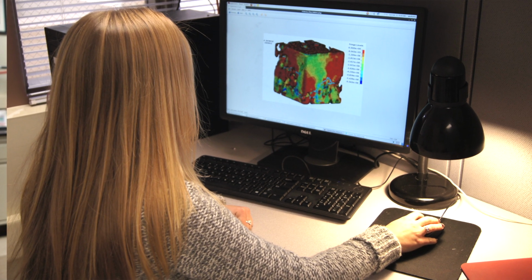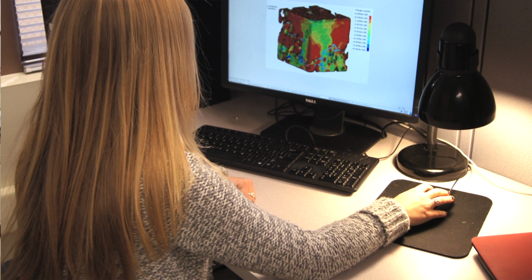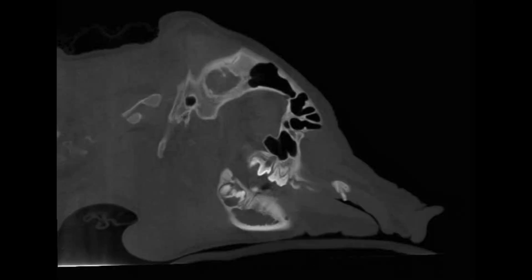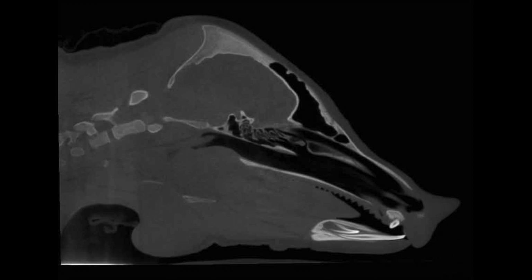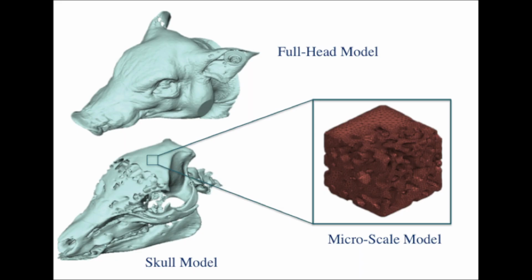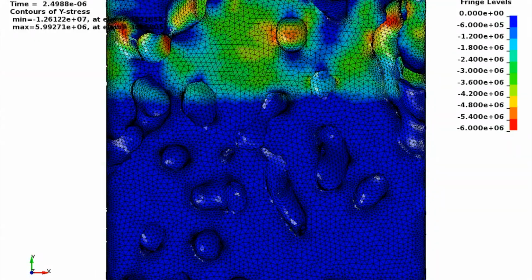For my research, I'm studying the micromechanics of cortical and trabecular bone in the skull of a mini pig under extreme loading conditions. I'm trying to understand the stress versus strain relationship when extreme load is applied. To do this, I use micro CT scans of a mini pig's skull and create three-dimensional models for finite element simulations. My current simulations are simplified versions of impact loading.